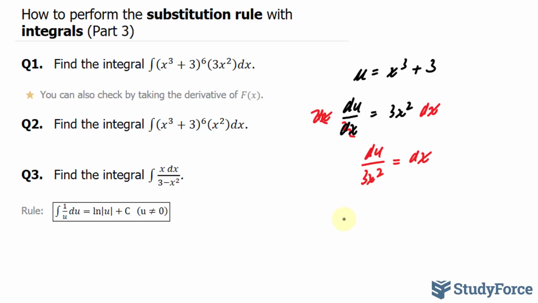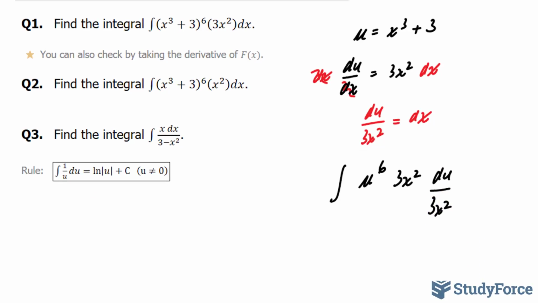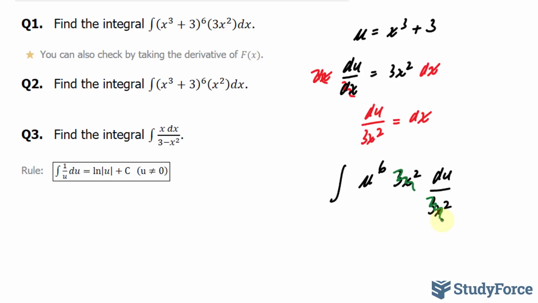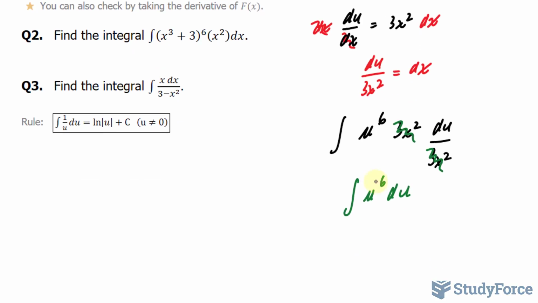Here's how the new expression looks like. We have the integral of u to the power of 6, 3x to the power of 2, times du over 3x to the power of 2. Watch what happens. This 3x to the power of 2 and this cancel out, leaving us with a very simple integral. The integral of u to the power of 6 du. We can easily find the integral of u to the power of 6. In fact, all you do is add 1 to the exponent and divide the whole function by that sum. If I add 1 to 6, I end up with u to the power of 7 over 7, and that's it. I just found the integral plus c.